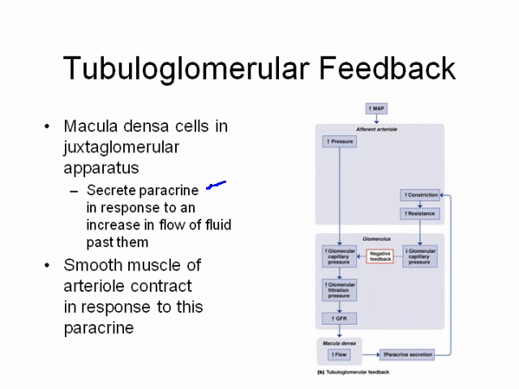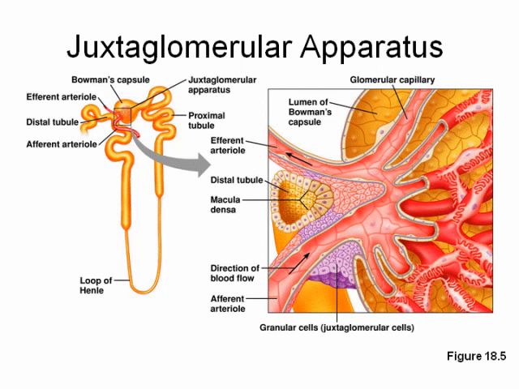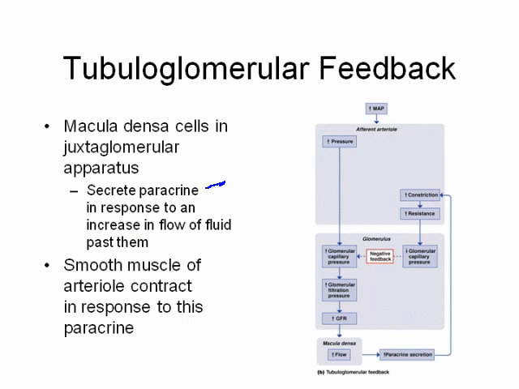And these secrete a paracrine in response to an increase in the flow of the fluid past them. So as there is greater filtration, of course, ultimately there is going to be greater fluid flow from that filtrate that's coming through the renal tubule. And these cells are responsive to that change in flow. So they secrete a paracrine. At this time, we do not know what the chemical identity of it is. And this is in response to an increase in flow, and it causes the smooth muscle of the arteriole to contract in response to this.